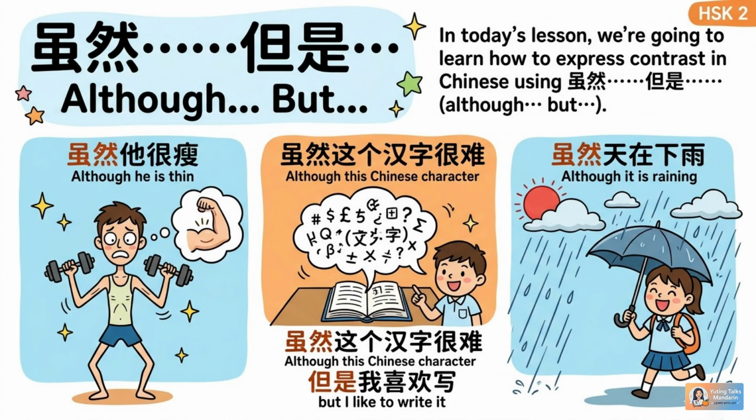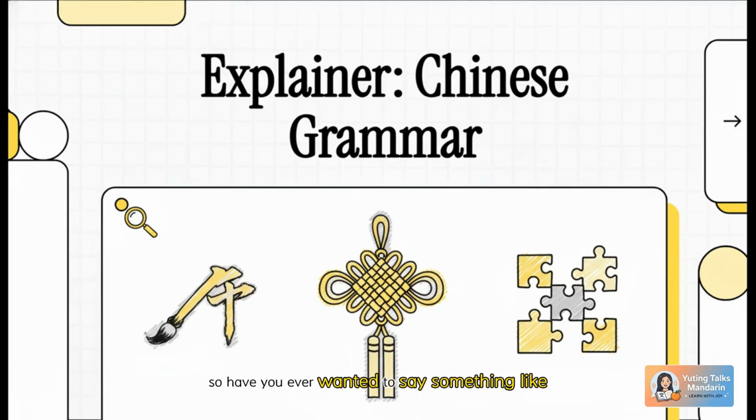Let's get started. So, have you ever wanted to say something like, although it's difficult, I want to learn Chinese? Well, in this quick explainer, we're going to get the hang of the simple pattern for doing exactly that. Let's get right into it.